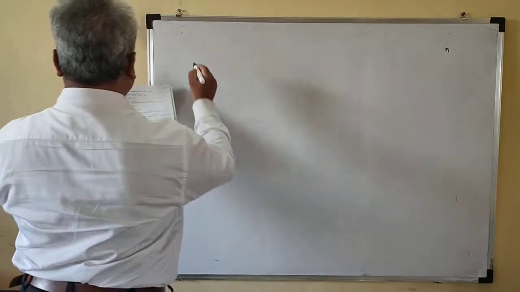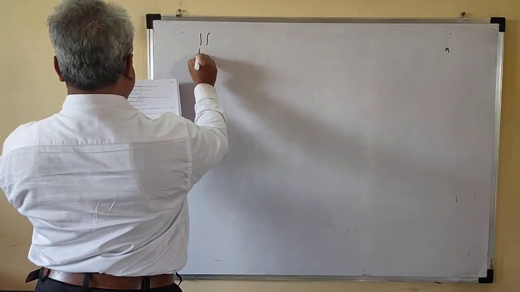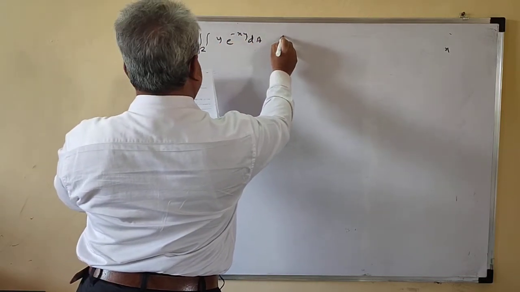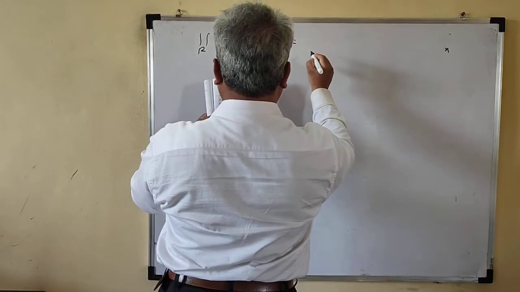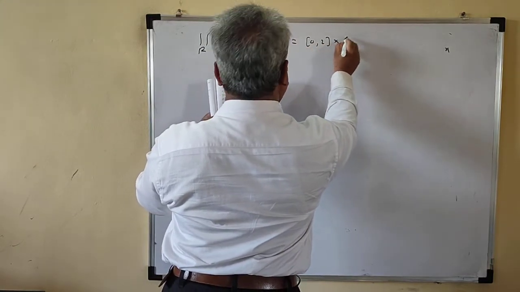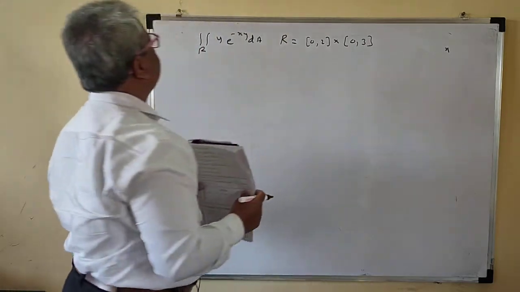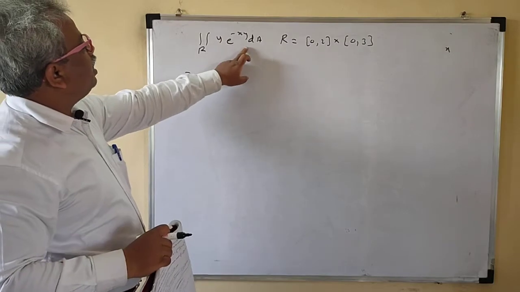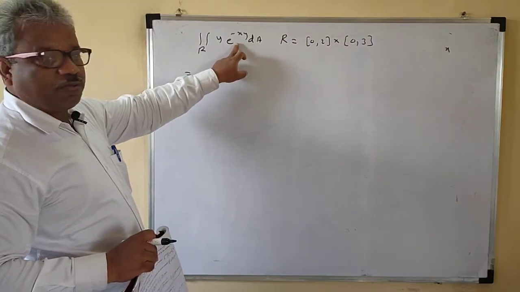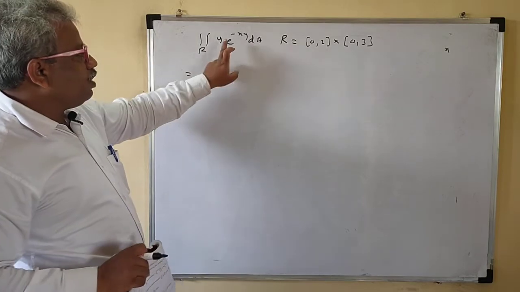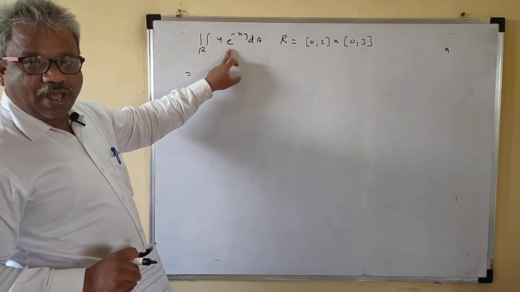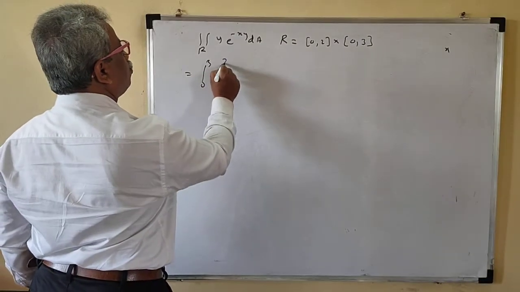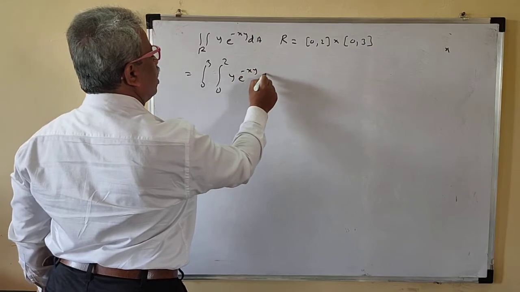Now suppose you want to evaluate this double integral over R of y e raised to minus xy dA. So R is 0 to 3 cross 0 to 2, suppose. Okay. So we directly integrate this. No problem for this one. If you integrate this with respect to x, then the problem becomes easy. If you want to integrate this with respect to y, then you have to use integration by parts. So we integrate first, that means we write here 0 to 3, then 0 to 2, then this is y e raised to minus xy dA.